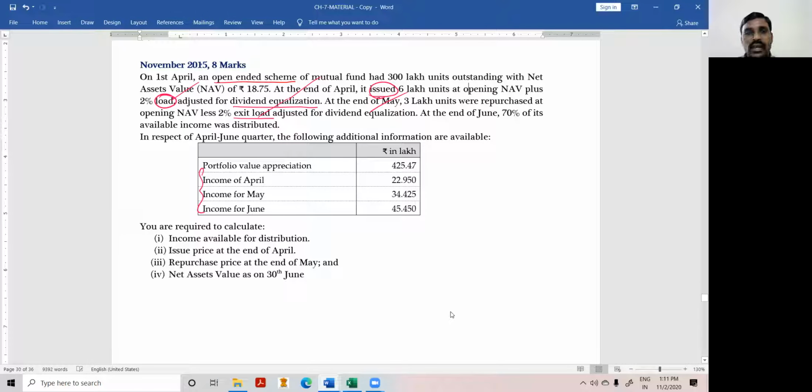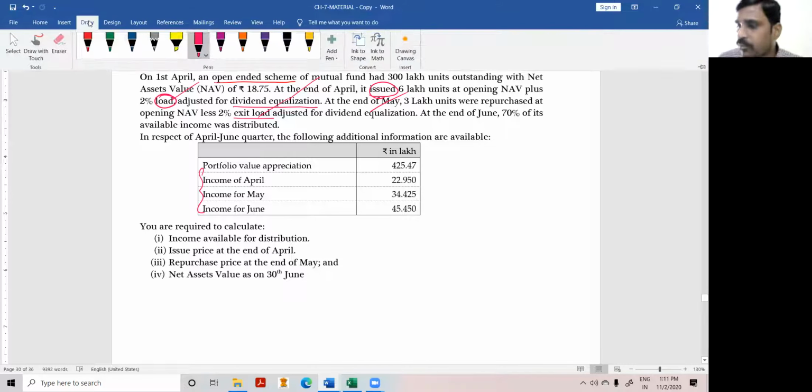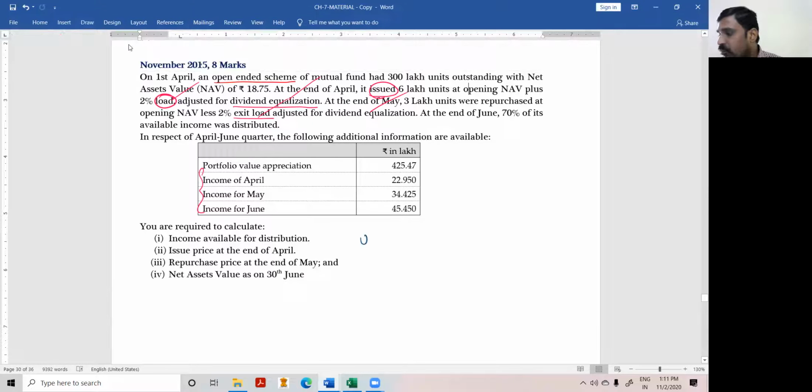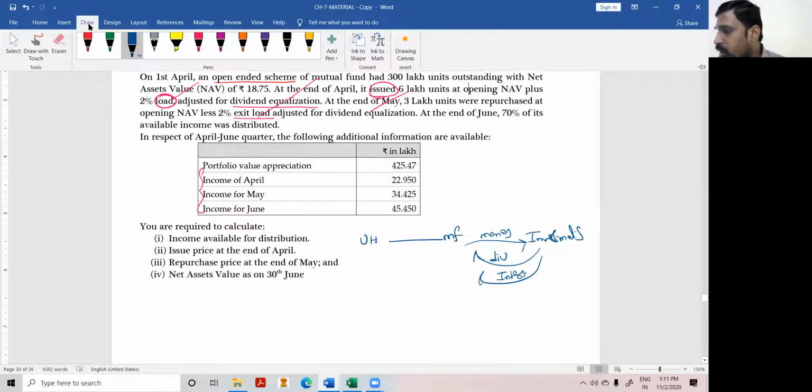These are the incomes. Income received by the fund from the investments. What is this income? Income received by the fund from the investments. Unit holders, mutual fund investments. Whatever money is invested by the mutual fund in these investments, they will get dividend or interest.